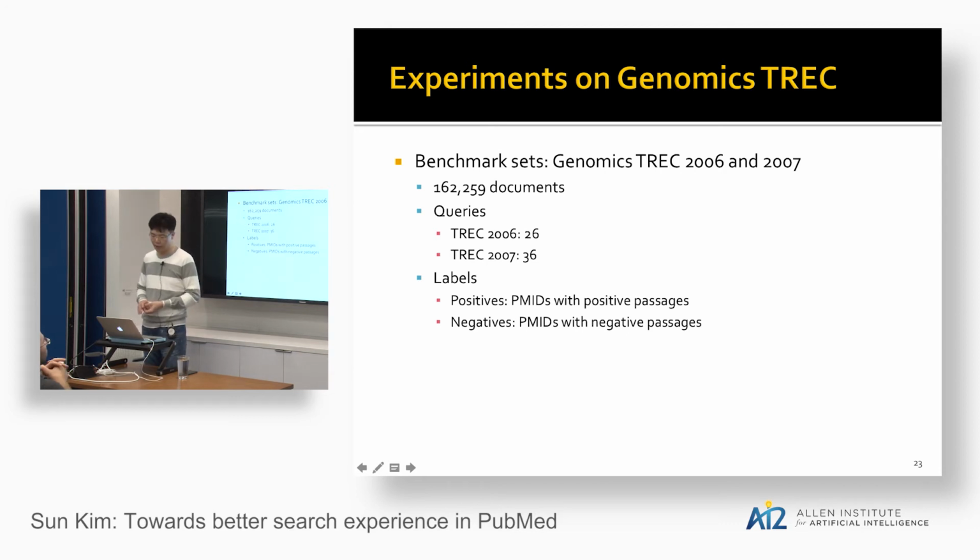So for a preliminary test, we applied word mover's distance to Genomics TREC data sets. This TREC set has 160,000 documents and 26 and 36 queries for TREC 2006 and TREC 2007. The Genomics TREC task was actually to search relevant passages from full text, so it doesn't have document-level labels. So we labeled each PMID by checking whether the document has positive passages or negative passages.